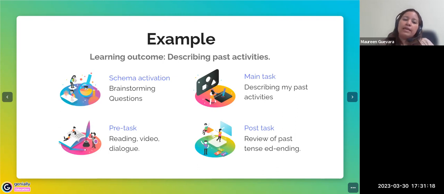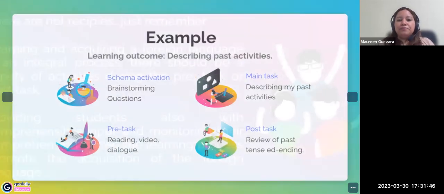So this is like the cycle that we have. And remember, if you want to use also some warm-up activities, you can do that, but it can be or it cannot be related to the topic. But when we talk about the schema activation, pre-task, main task, and post-task, always related to the learning outcome. Everything is related to describing past activities in this case.